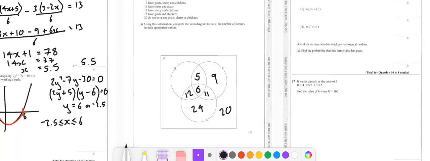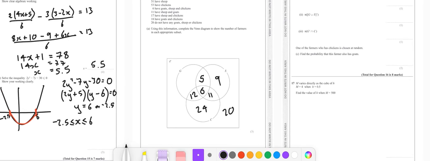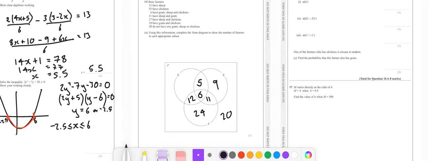We want to know, what are we trying to find? Number of farmers in each appropriate subset. Oh, we just need to find all the different bits. So this one, there are 100 altogether, so we need to do 100 minus all of these things. 100 minus 20 minus, is going to leave me with 13. There we go.